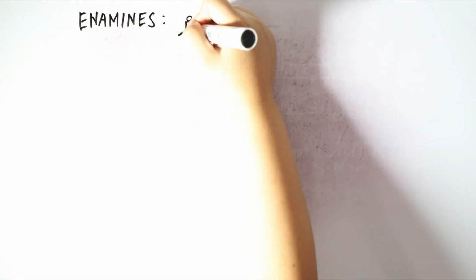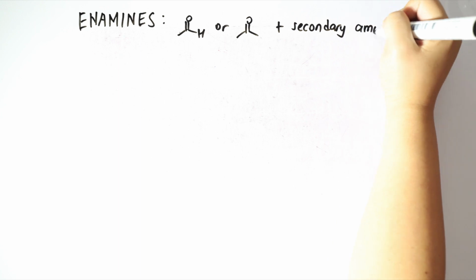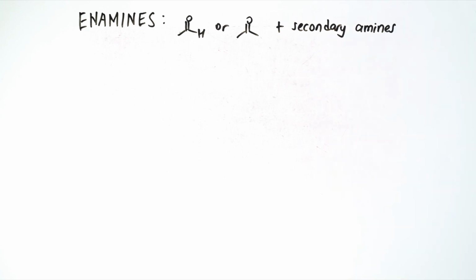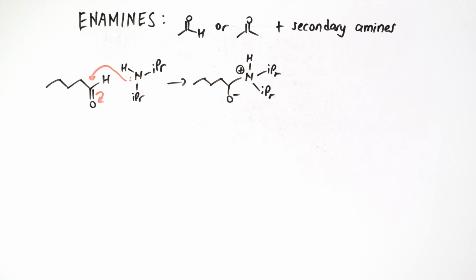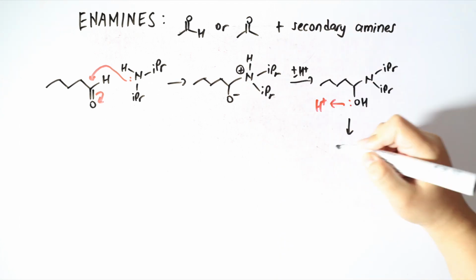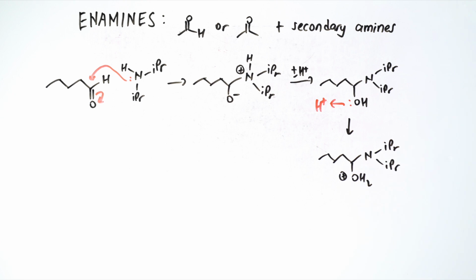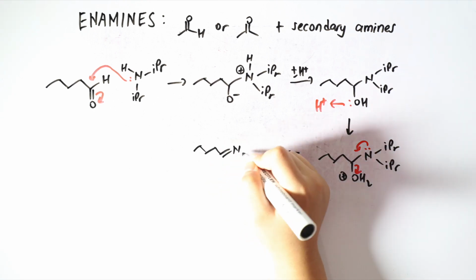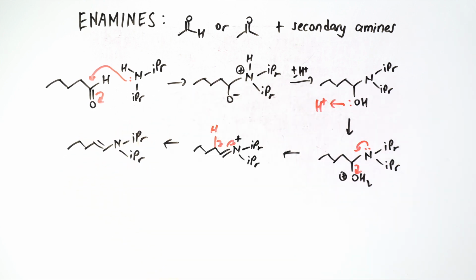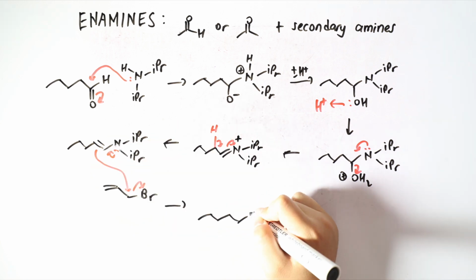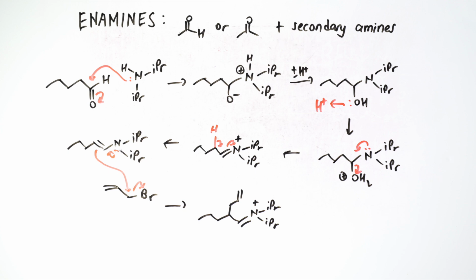Enamines are formed when aldehydes or ketones react with secondary amines. For example, here is the reaction of pentanal with diisopropylamine in acid. Then, allyl bromide is introduced in the subsequent step. Lastly, the imine here is hydrolyzed to form the aldehyde.